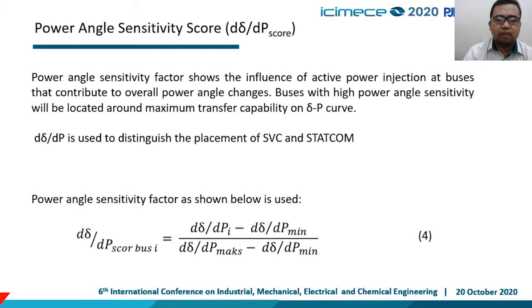And the parameter, power angle sensitivity score. Power angle sensitivity factor shows the influence of active power injection at bus that contribute to overall power angle change. Bus with high power angle sensitivity will be located around maximum transfer capability on delta P curve. dTheta/dP is used to distinguish the placement of SVC and STATCOM. To determine the power angle sensitivity factor, we use equation 4.